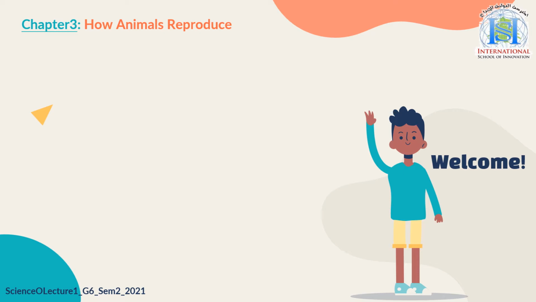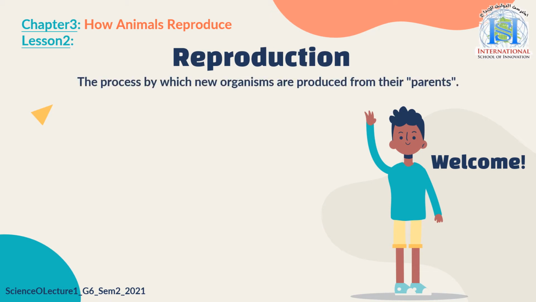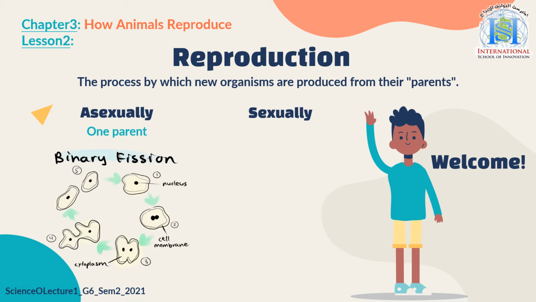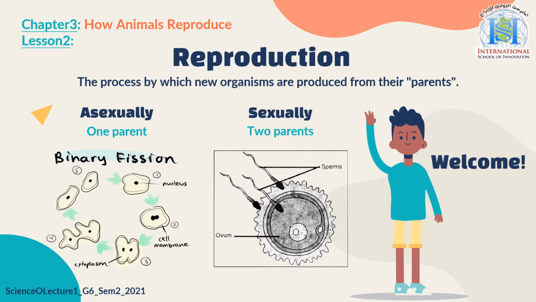In this video we'll be talking about reproduction. So what's reproduction? It is the process by which organisms are produced from parents. It can be one parent or two parents. For this reason we have two types of reproduction. Asexual reproduction is the process that does not require the participation of two partners. It's an organism that is produced from one parent. While in sexual reproduction, two parents or two partners produce an organism.